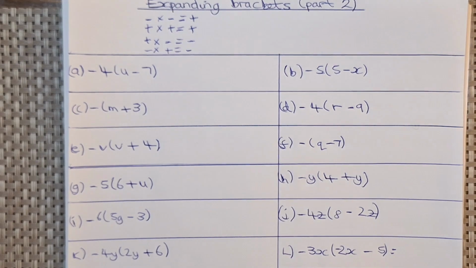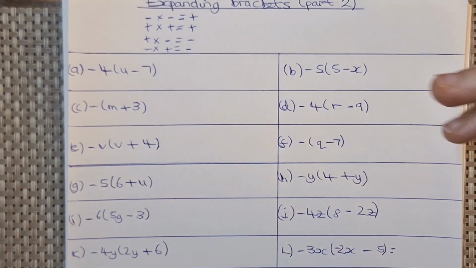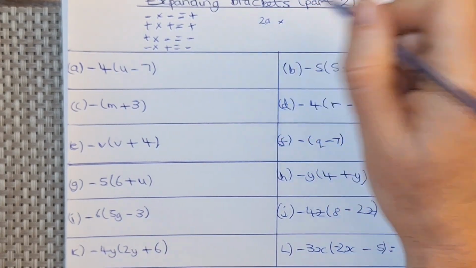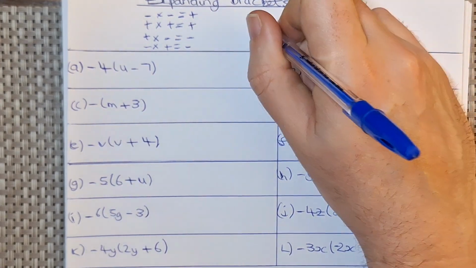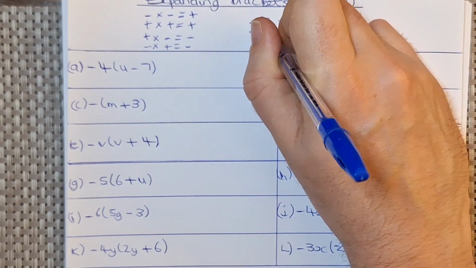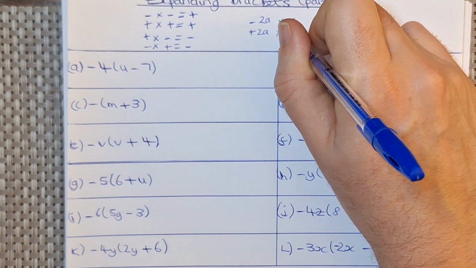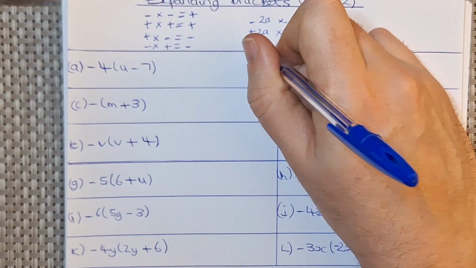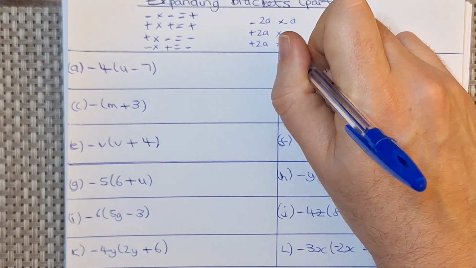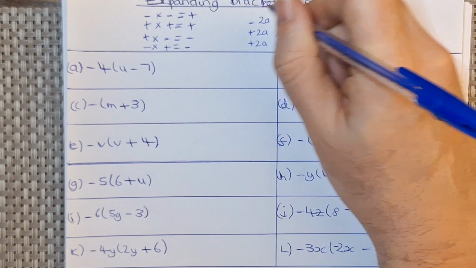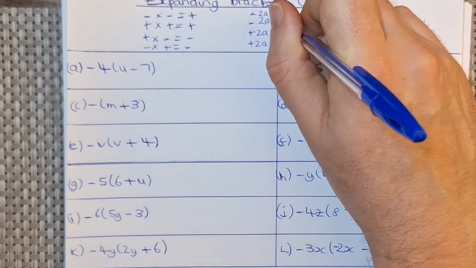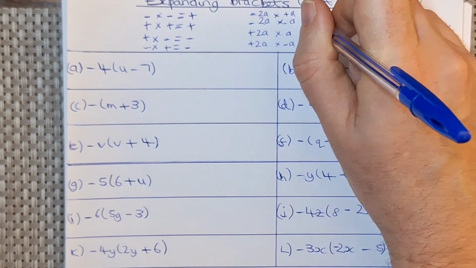So, looking at this example, let's say we had negative 2a times negative a, then positive 2a times a, then positive 2a times minus a, and minus 2a times positive a. Okay, so we've got four scenarios here.